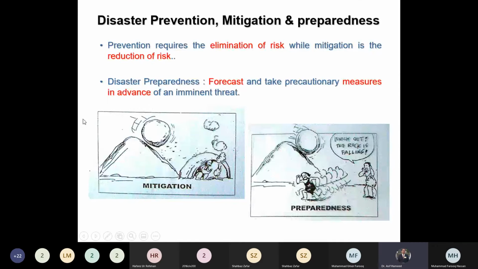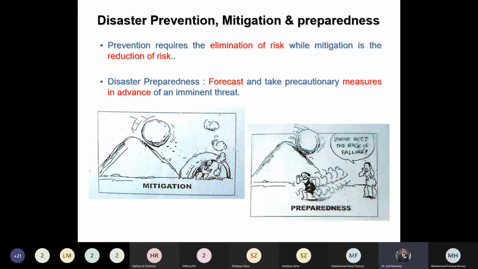How can we prevent and mitigate the disaster? For example, if there is some earthquake and our structures are properly designed, we can reduce the risk. They have some capacity to resist that particular earthquake. Can we prevent the disaster? Earthquake is not in our control. How can we prevent the disaster?